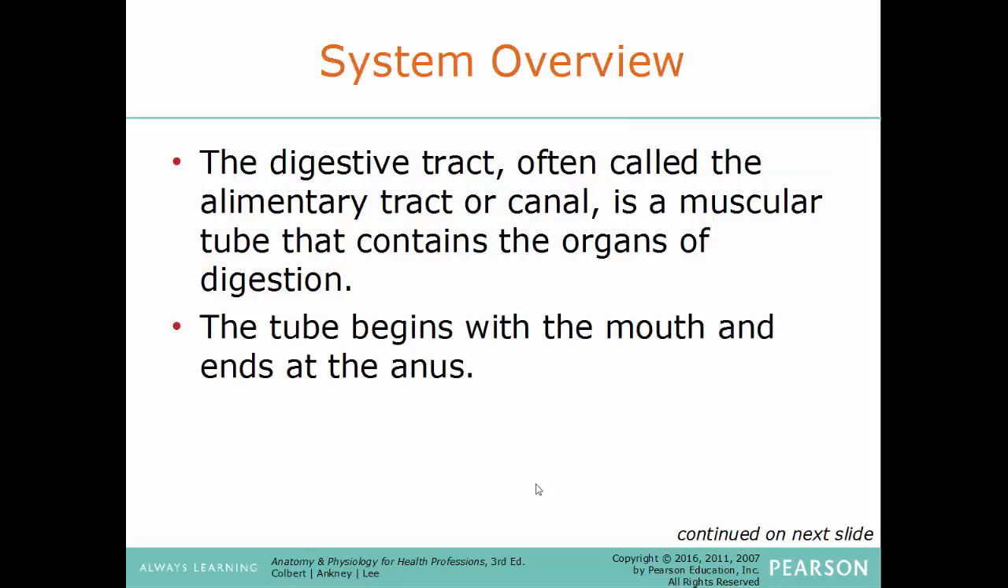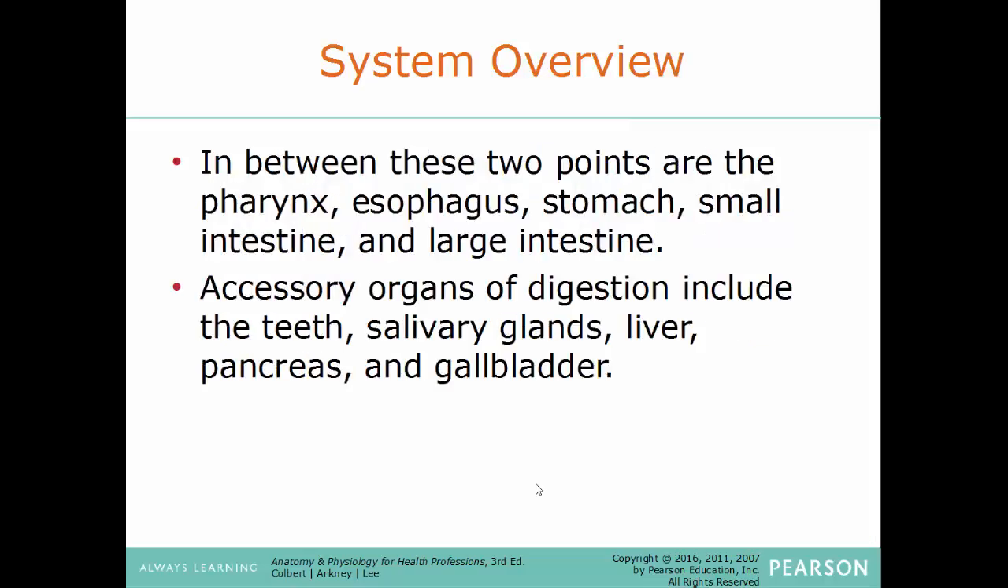The digestive tract, often called the alimentary tract or alimentary canal, is a muscular tube that contains the organs for digestion. Now, the tube begins at the mouth and it ends at the anus. Between these two points, you'll find the pharynx, which is your throat, the esophagus, stomach, small intestine, and large intestine. The accessory organs that are involved with digestion include the teeth, the salivary glands, the liver, pancreas, and the gallbladder.